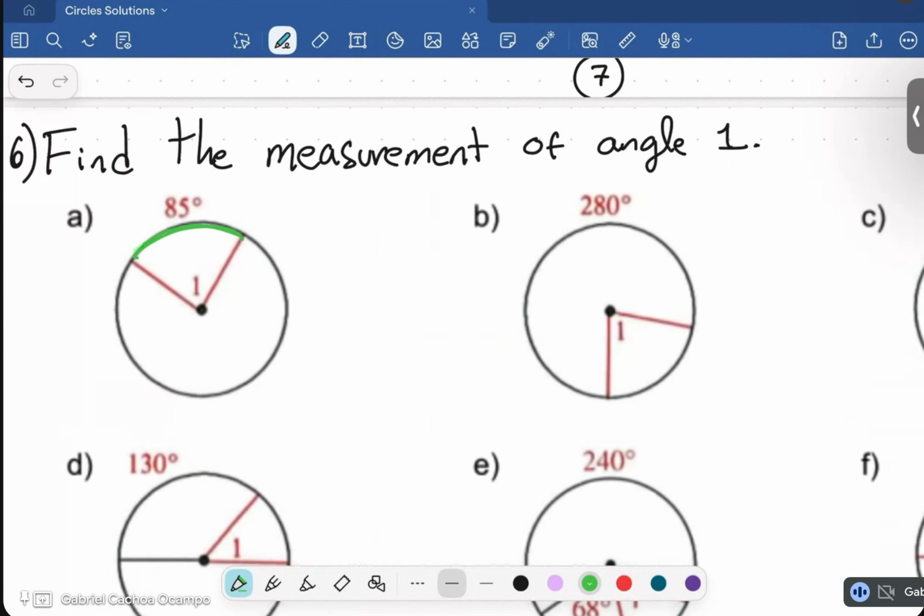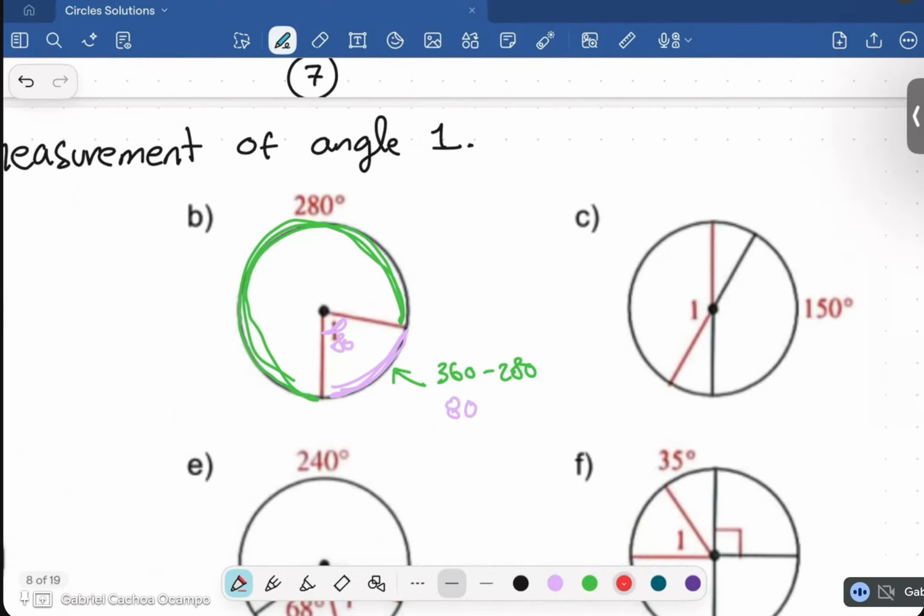So if this angle measures 85, this angle measures 85. So if this whole angle measures 280, then this one measures 360 minus 280. That is, this one measures 80.